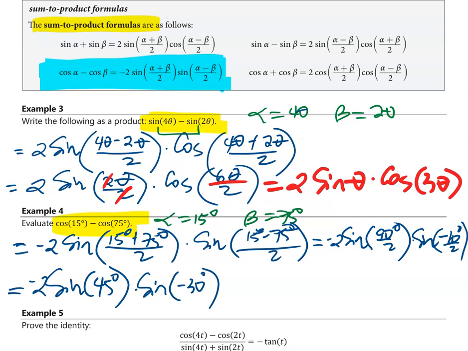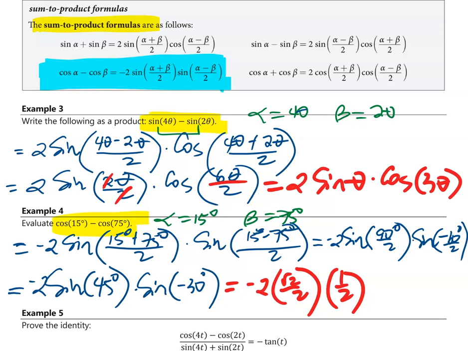And what is sine of 45 degrees? That is pi over 4. So that is, yes, square root of 2 over 2. And how about sine of negative 30 degrees? That is, yes, it is 1/2.